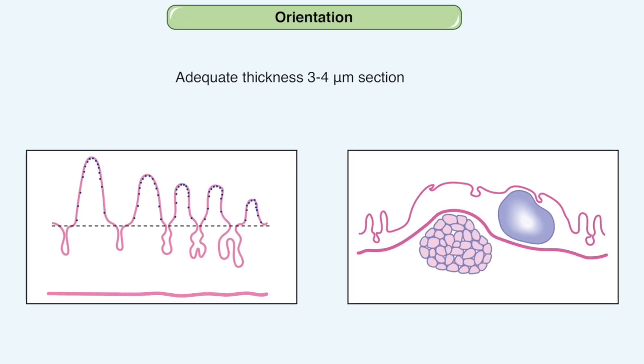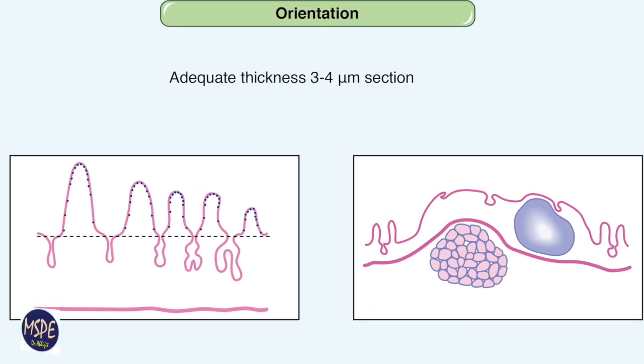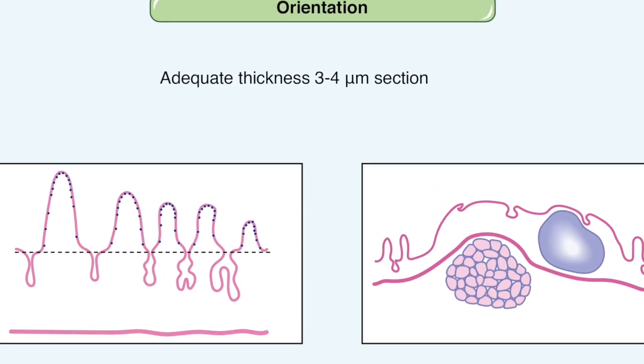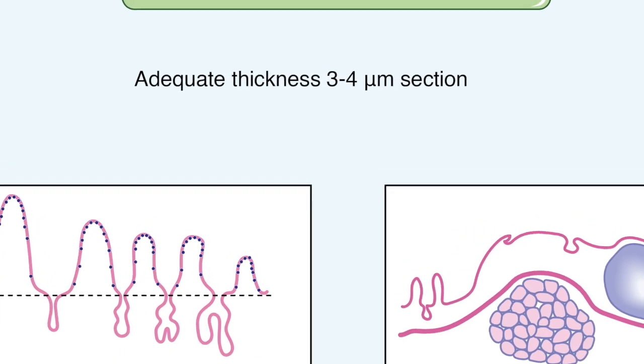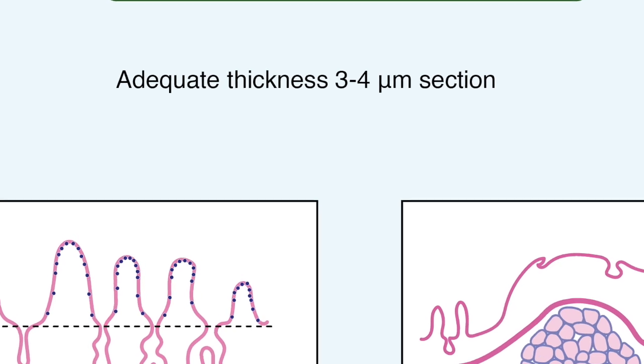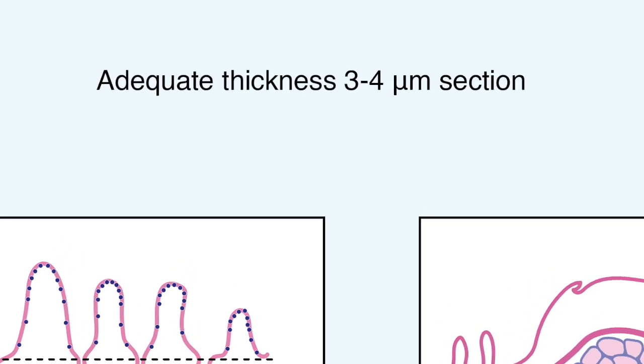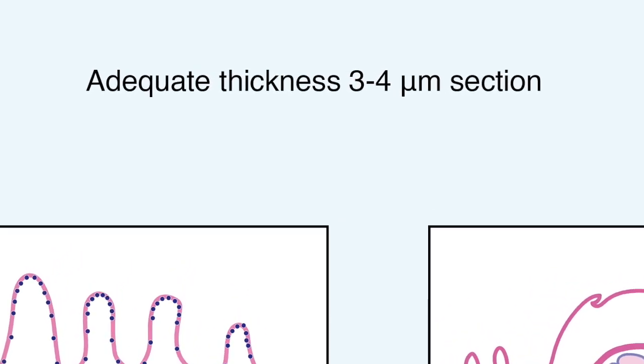Now coming to orientation and points to be noted, let's see the histomorphological features. Before coming to that, we need to ensure certain requirements such as adequate thickness of the microsection, preferably it should be 3 to 4 micron in thickness.